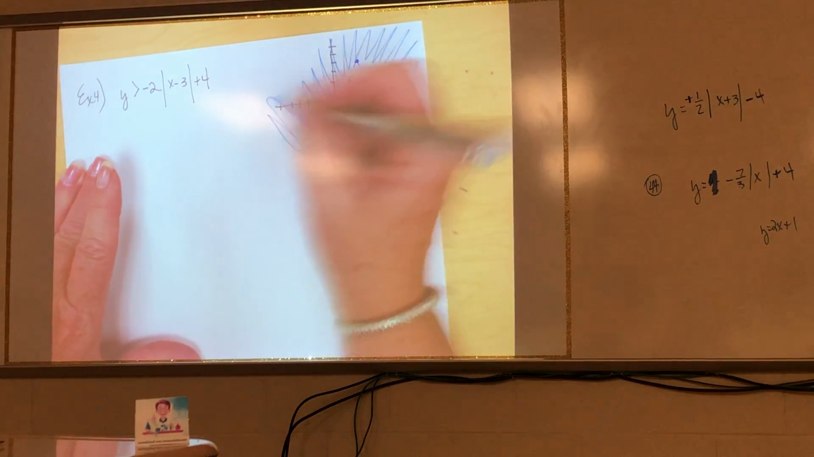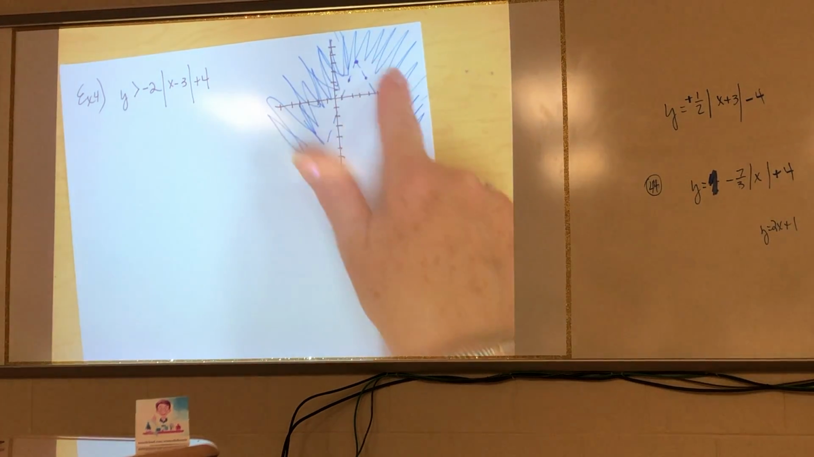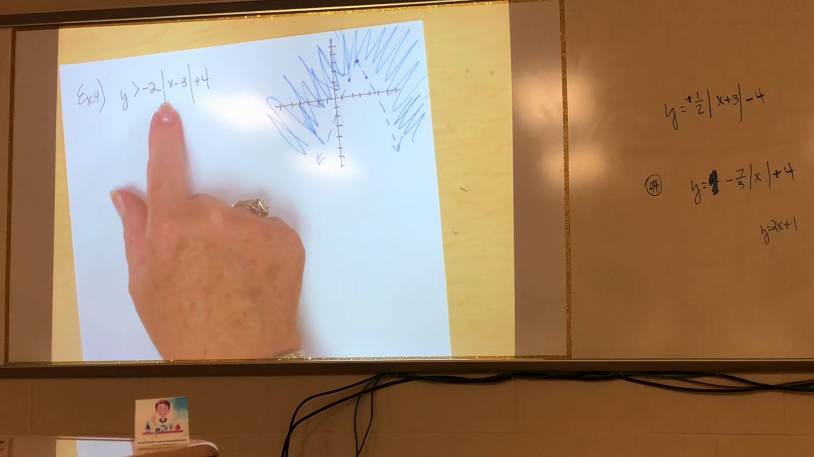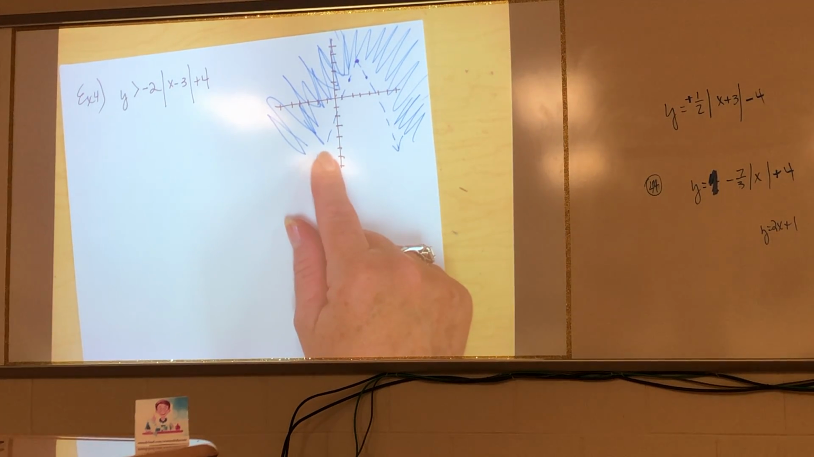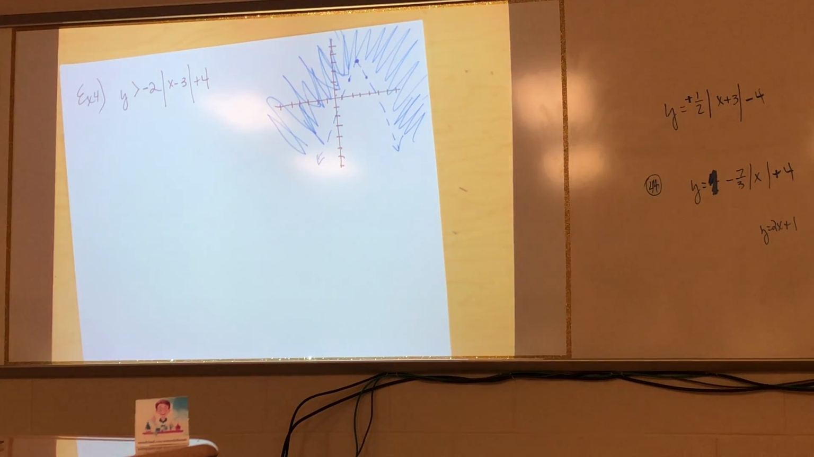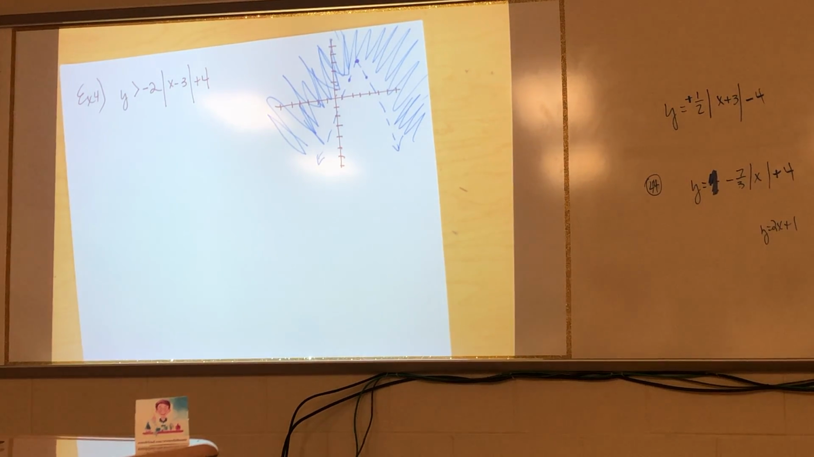All right, so everything outside the V is shaded. Any point that you pick in this shaded region will make a true statement. Can I pick a point on the line? No. Why? It's dotted, it's not included. So the points on the line will not make true statements, they will make equal statements. And it's not greater than or equal to. All right, anybody got a question?